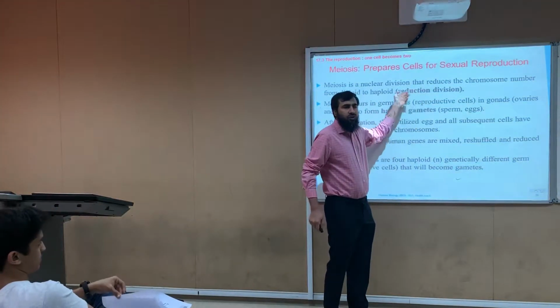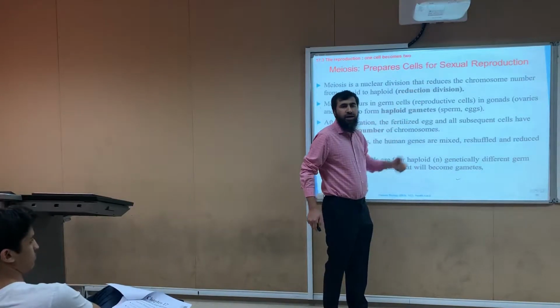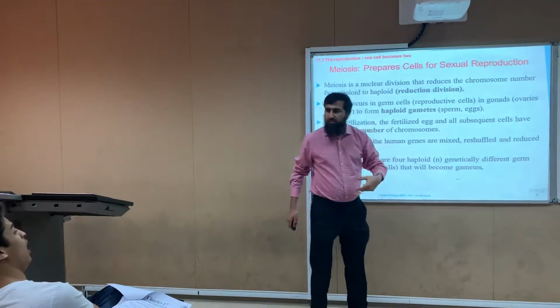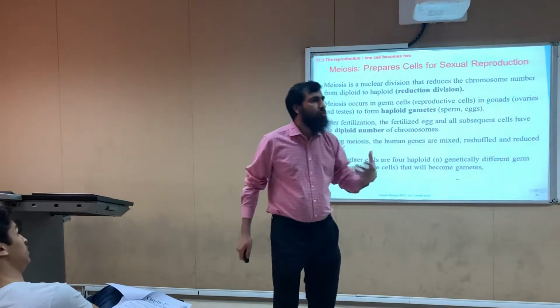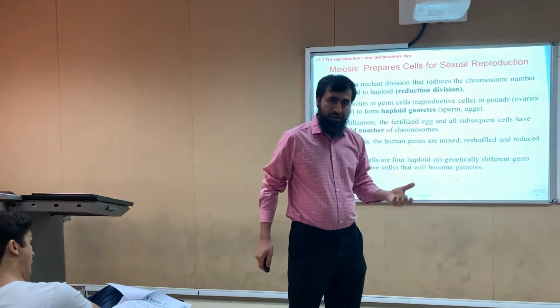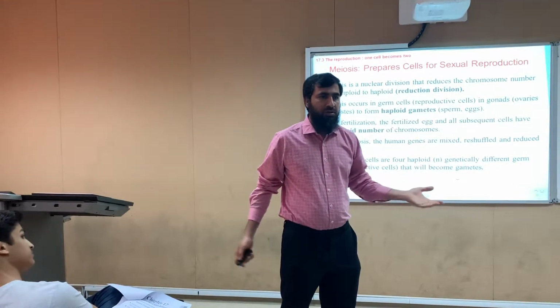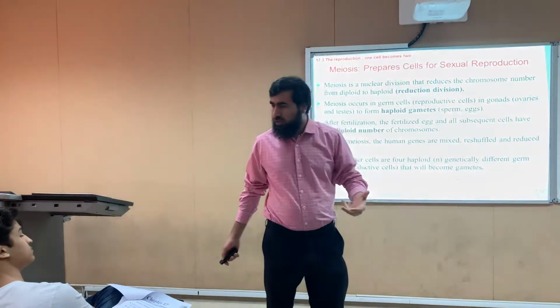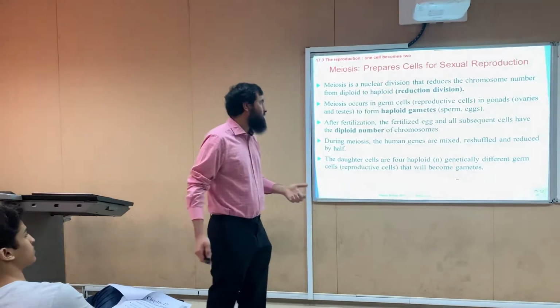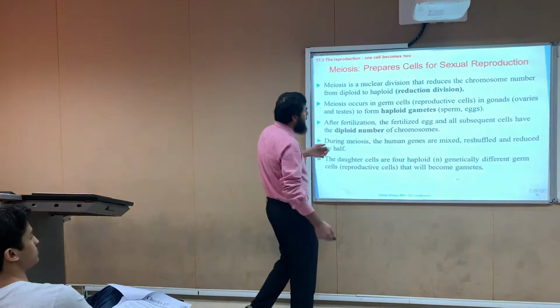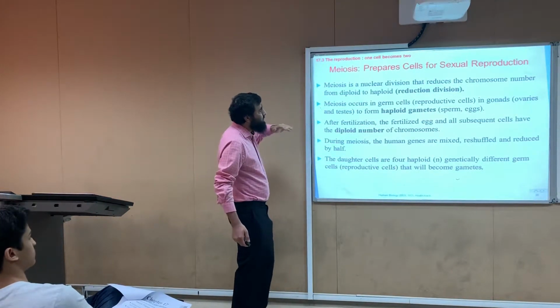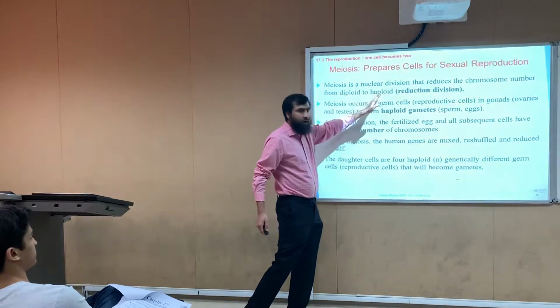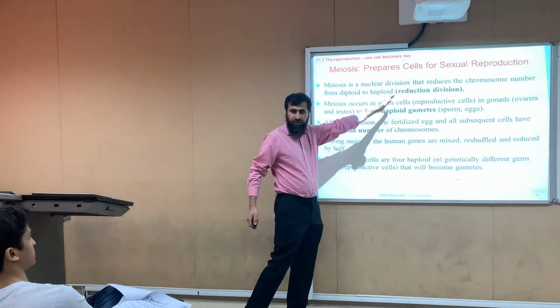Meiosis is usually referred to as reduction division, because what's happening is that you're reducing the number of chromosomes in the division. Finally, you come to 23 chromosomes instead of 46. So that's why it's known as reduction division. The number of chromosomes is halved, from diploid to haploid. We call that reduction division, okay?